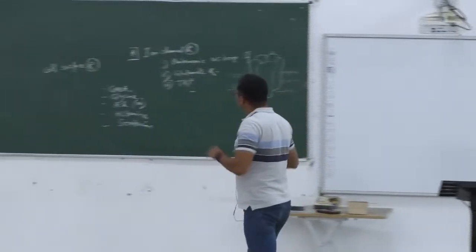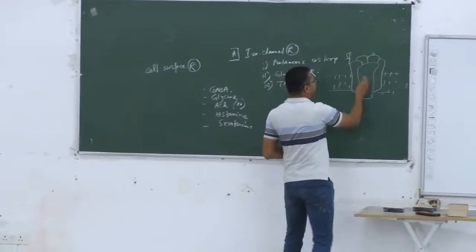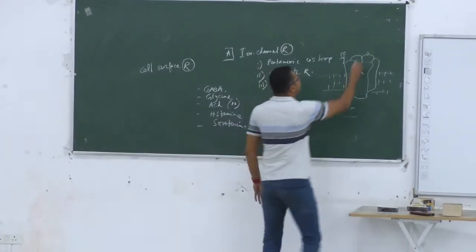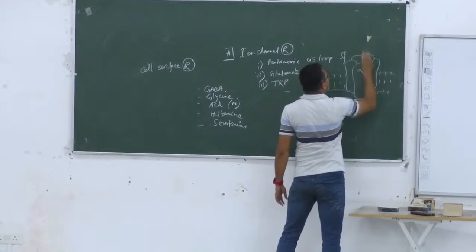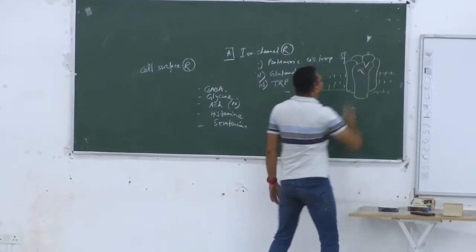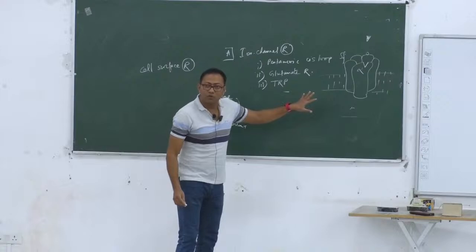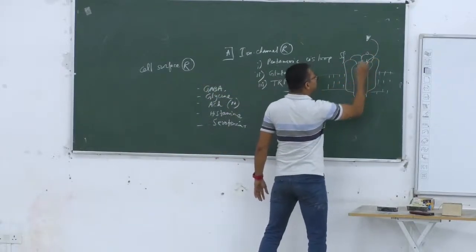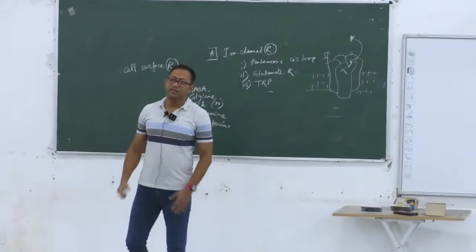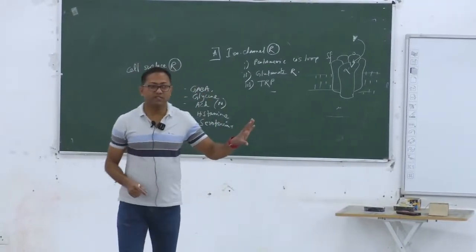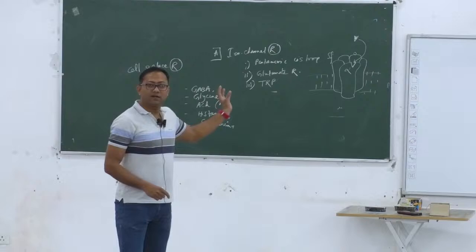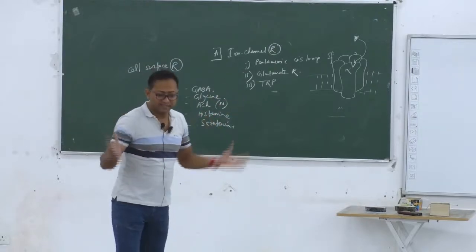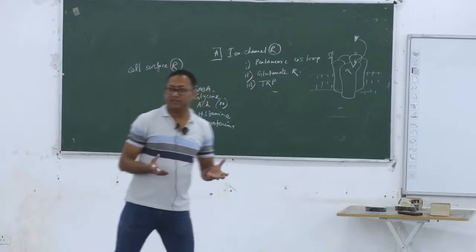GABA will bind to this pentameric cis loop superfamily receptor. So there are multiple subunits. This is the alpha subunit. So this is GABA, located on the alpha subunit, right? So GABA will bind to the specific receptor site on the alpha subunit. Once GABA binds to it, this pentameric structure rearranges. There is a rearrangement.